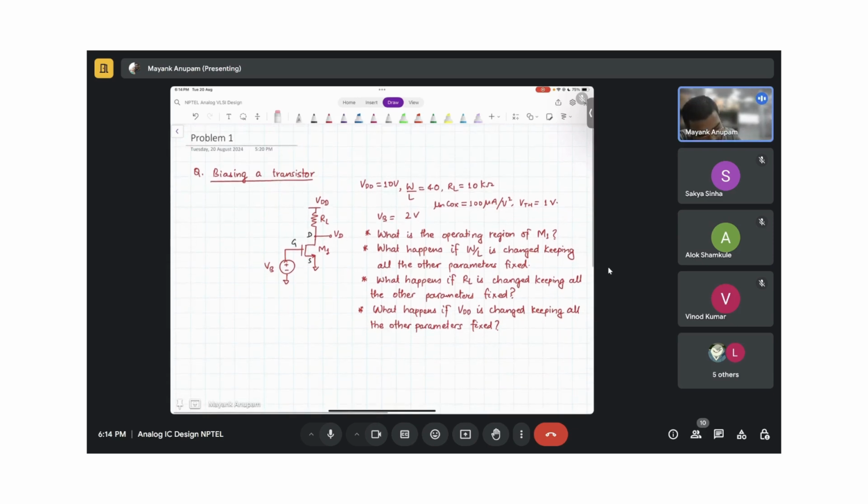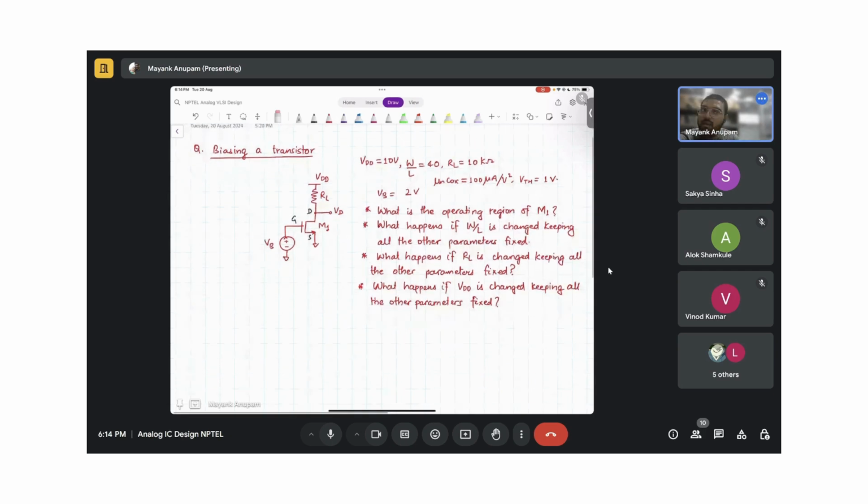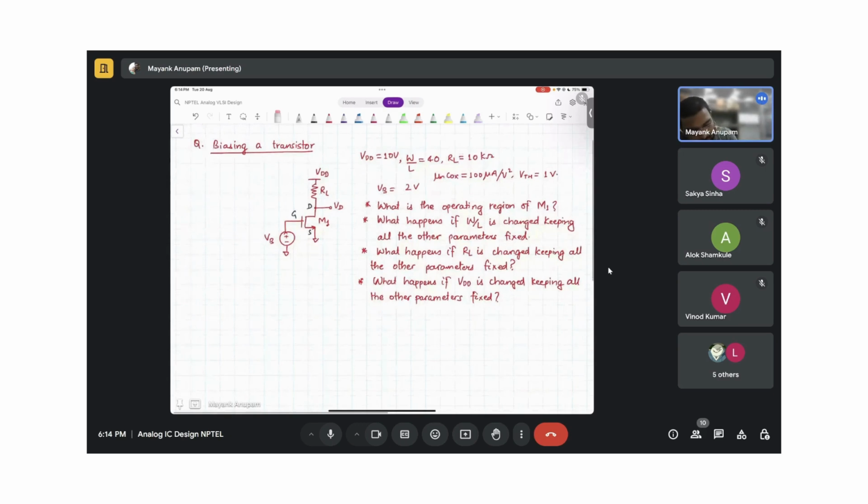Now there is a supply VDD, and through that supply a resistor RL is connected to the drain of this MOSFET. This is a very basic, simple biasing, the simplest kind of biasing that you can have in a MOSFET. Here the question gives VDD equal to 10 volts, W by L equal to 40, RL equal to 10 kilo ohm, and VB equal to 2 volts.